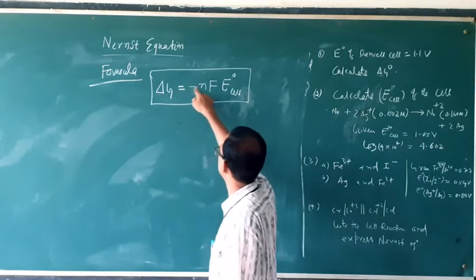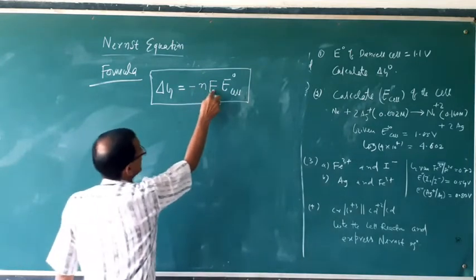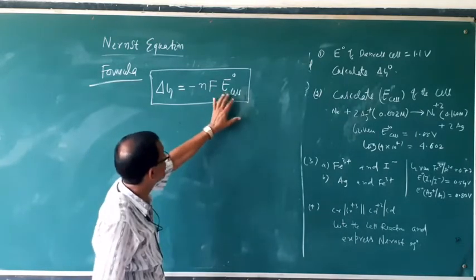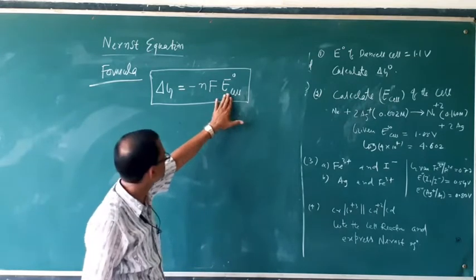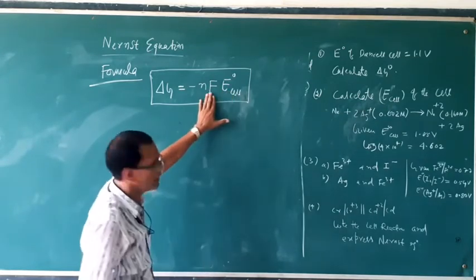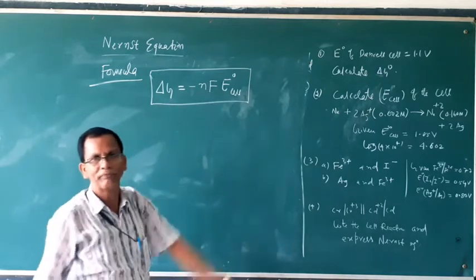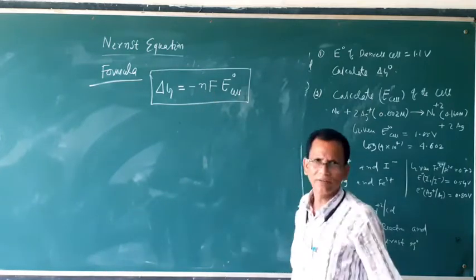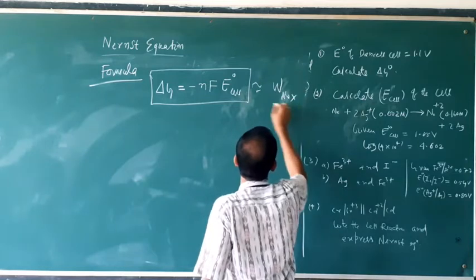Delta G is equal to minus nFE, where n is the number of electrons lost and gained, F is the Faraday constant, E is the cell potential. E naught cell for this type of reaction is positive. E naught is positive, F is positive, n is positive, so the whole delta G will be negative. That's why minus nFE. And this is also equivalent to W, the maximum work done.